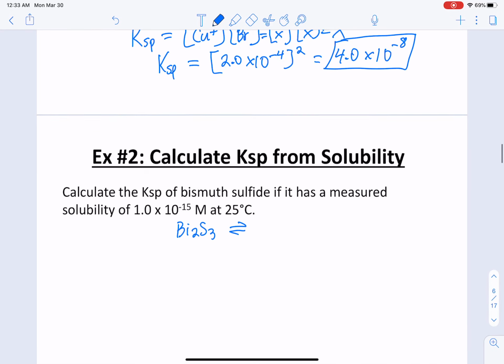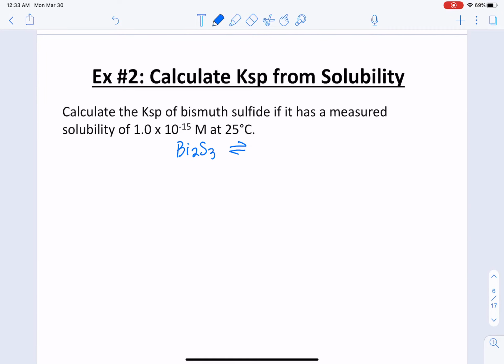We're going to do another example, very similar. Here we're going to calculate the KSP. We have the molar solubility here is 1 times 10 to the negative 15. And we've seen this solid bismuth sulfide in the example that we did earlier, where we broke it up into ions.